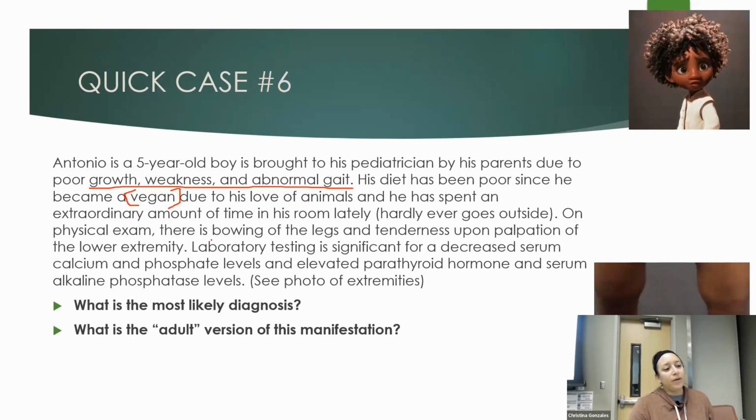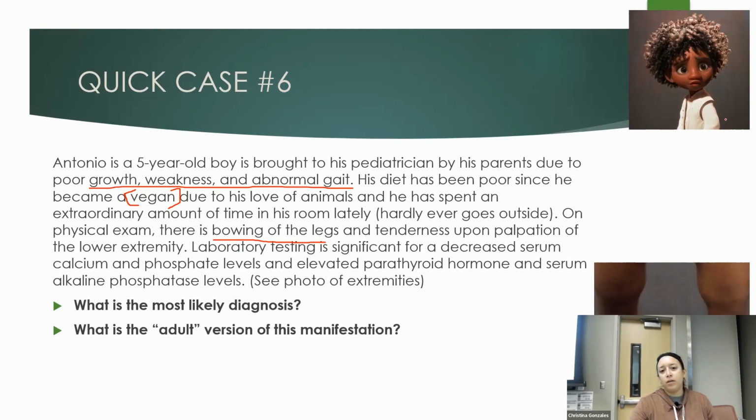Okay, and then when you do the exam, you see bowing of his legs, and laboratory testing shows decreased serum calcium and phosphate levels. So you see those legs, they're bent, they're bowed. So what is the most likely diagnosis? I think we can tell it is rickets. Very good. And that is a deficiency of which vitamin? Vitamin D. Very good.